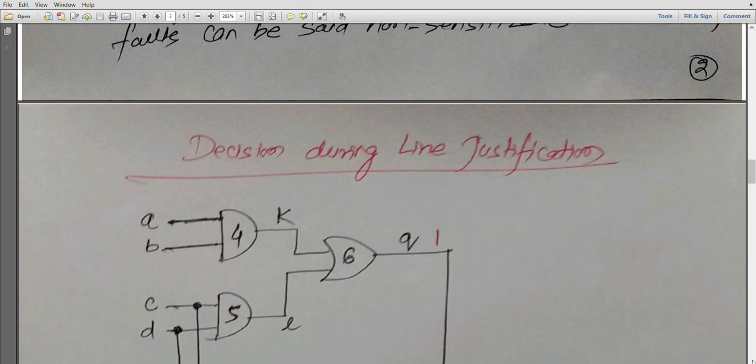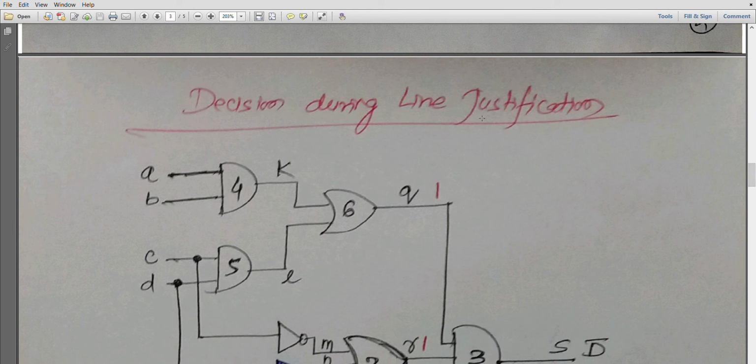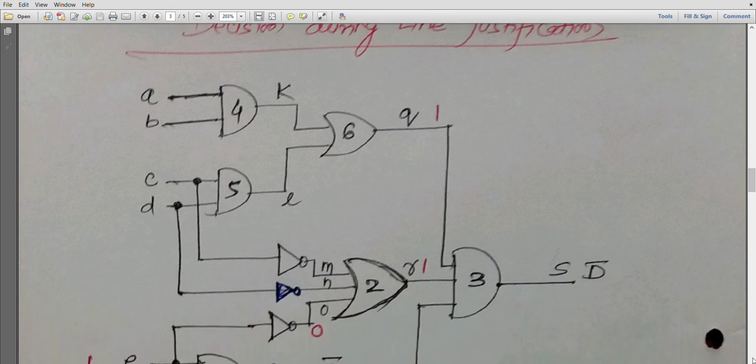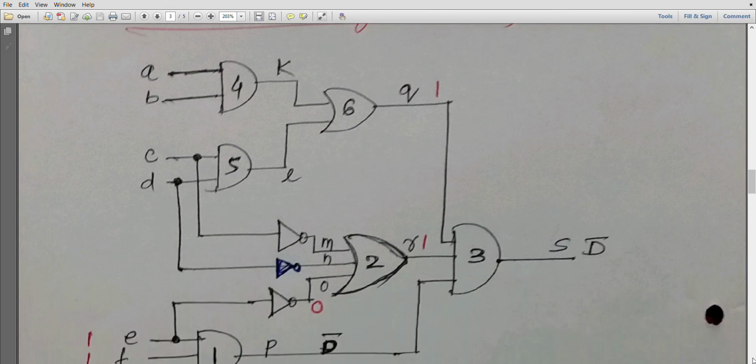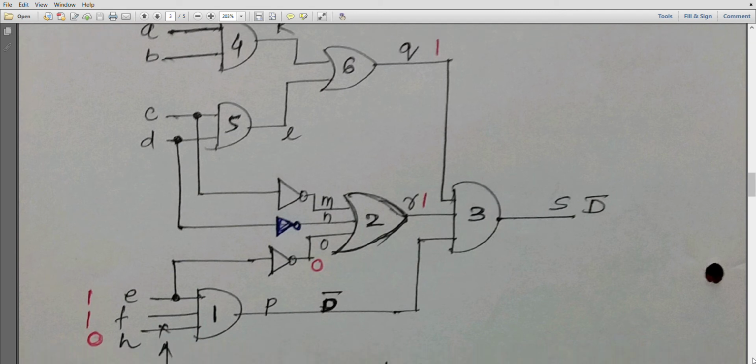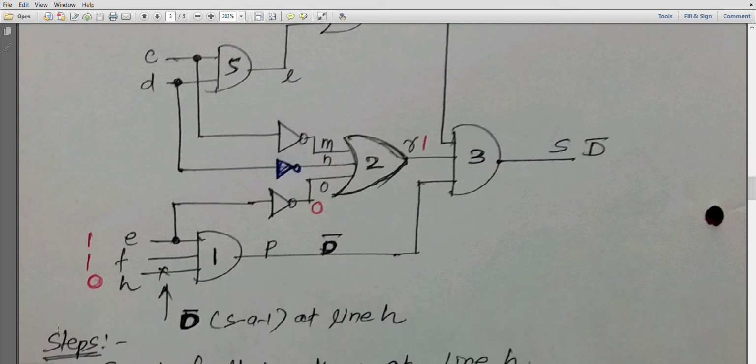Okay, now next is decision during line justification. Line justification is nothing but backward tracing. So when we are tracing backwards or adjusting the lines, what would we do so that we can go ahead without any problem? So look at this circuit. Here I want to test the stuck-at-1 fault at line H. I am interested in testing the stuck-at-1 fault in line H.